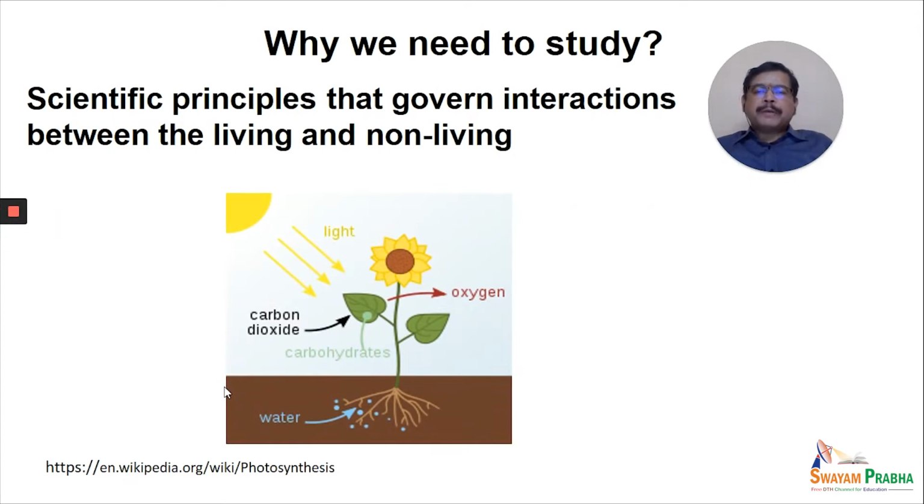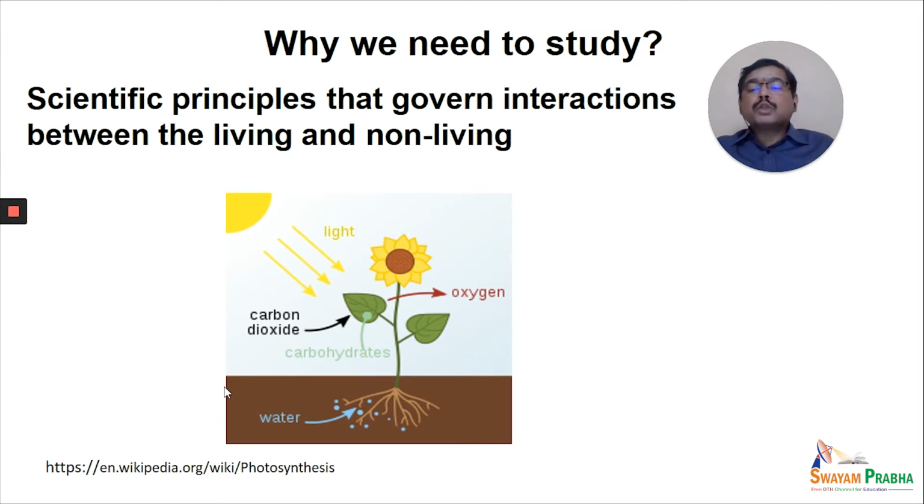In continuation of our understanding of why we need to study this course on environmental studies, the important point that we are going to discuss now is to understand the scientific principles that govern interactions between the living and non-living. We all depend on the plants for our food. I have just kept a picture of a plant. Well, how do plants synthesize their own food? We all know, we have studied in our basic classes, it is by a process called photosynthesis.